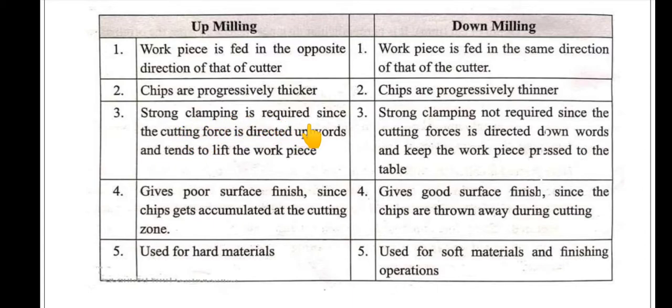Strong clamping is required in up milling since the cutting force is directed upwards and tends to lift the workpiece. Obviously, if you feed the workpiece against the rotation of the milling cutter, there is a chance of lifting the workpiece up. So here we should clamp the workpiece very strongly, but in down milling strong clamping is not required, since we are feeding the workpiece in the direction of the milling cutter, which will press the workpiece in the downward direction.